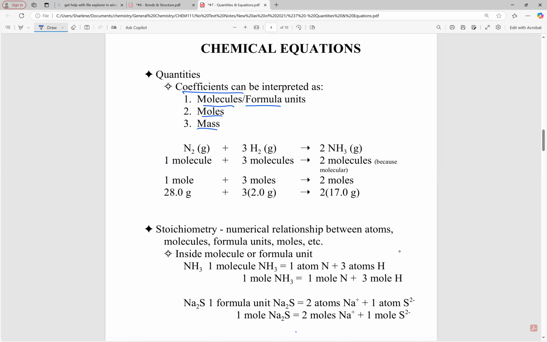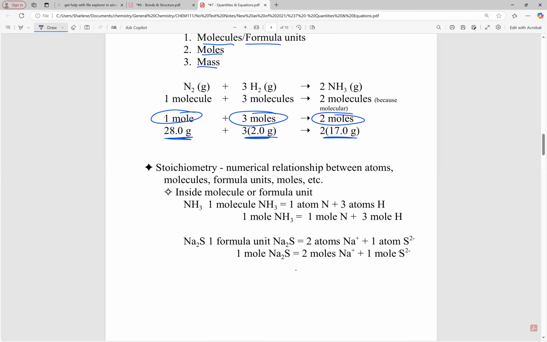So I have molecules, I could have moles, but I could also say 28 grams plus 6 grams is going to give me 34 grams. Okay, it's all trying to tell us the same thing, although chemists prefer that one. All right, so the numerical relationship between atoms, molecules, formula units, moles, whatever.